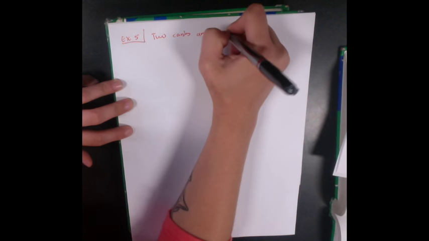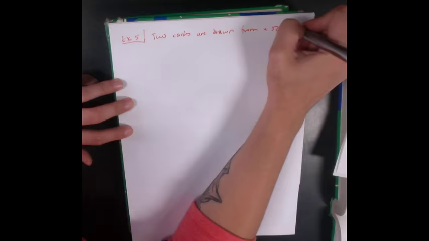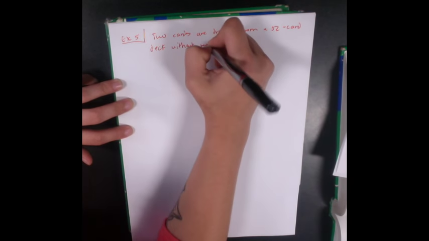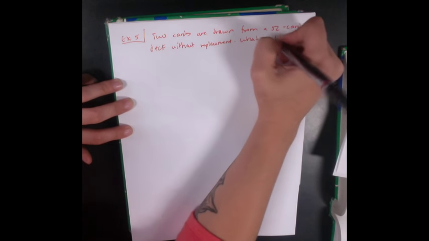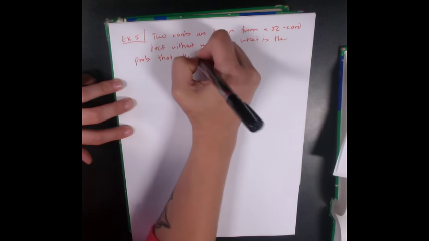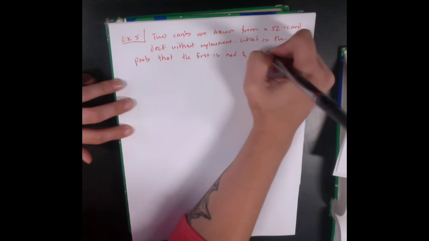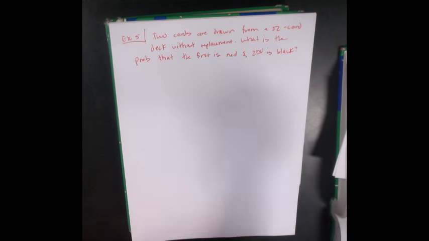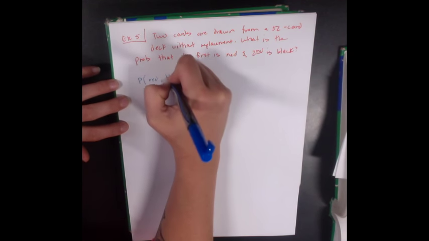Two cards are drawn from a 52 card deck without replacement. What is the probability that the first is red and the second is black? Okay, so probability red, then black.